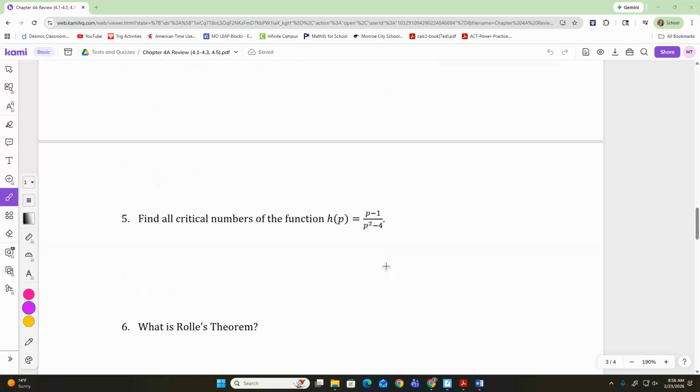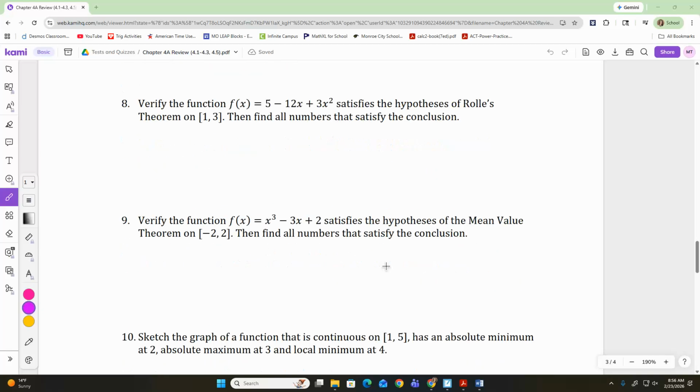Let's take a look at problem 8. So this is asking us about Rolle's theorem. In 6 and 7, I did have you write down Rolle's theorem and mean value theorem, so you would remember what was what. You always have to start with the criteria.